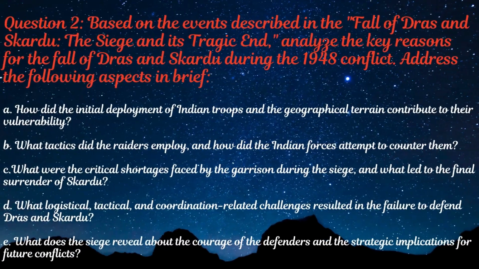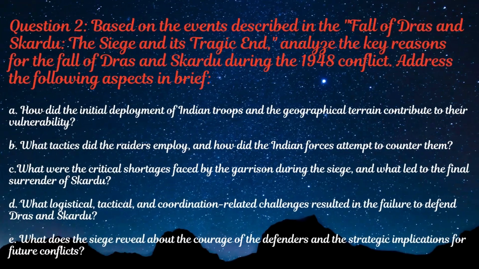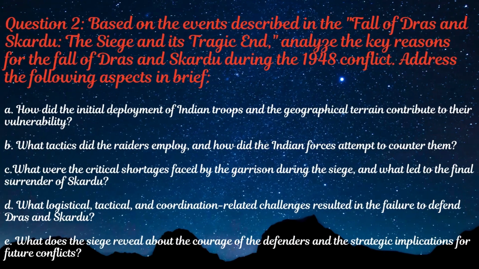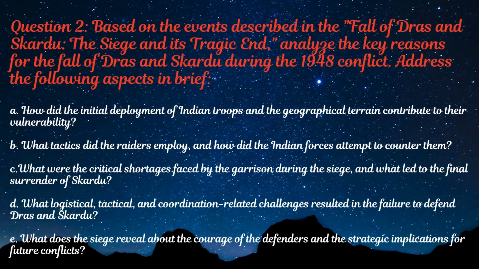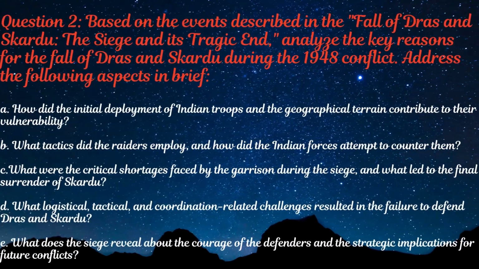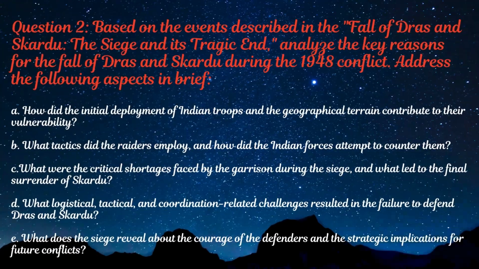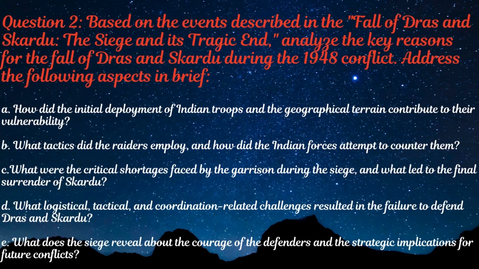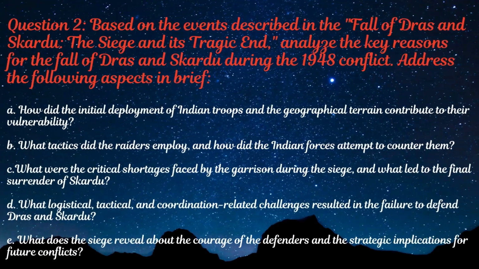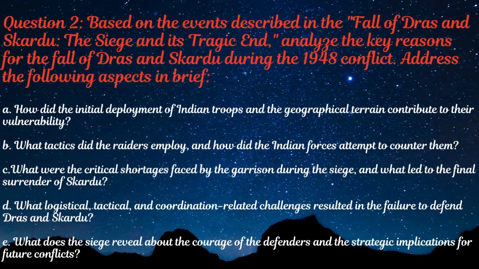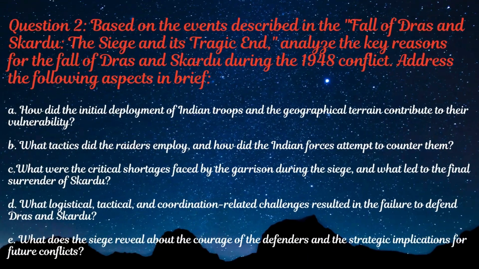A. How did the initial deployment of Indian troops and the geographical terrain contribute to their vulnerability? Scattered deployment: Indian troops were thinly spread across Dras, Gumri, Baltal, and Sonmarg, leaving key locations underdefended. Challenging terrain: the rugged mountains and narrow passes, for example Jojila, made it difficult to coordinate and reinforce troops.